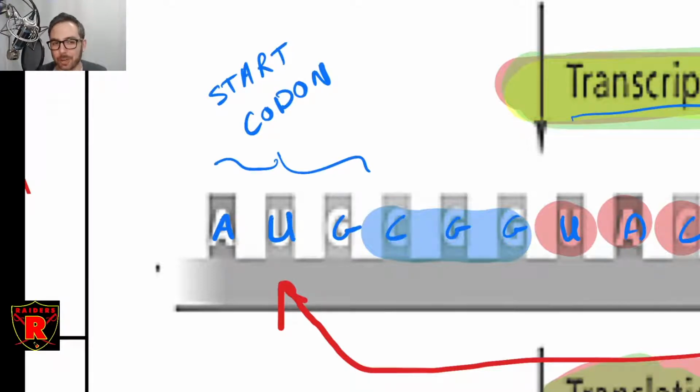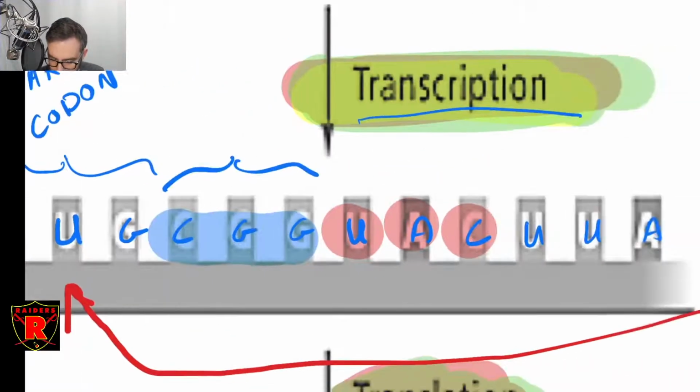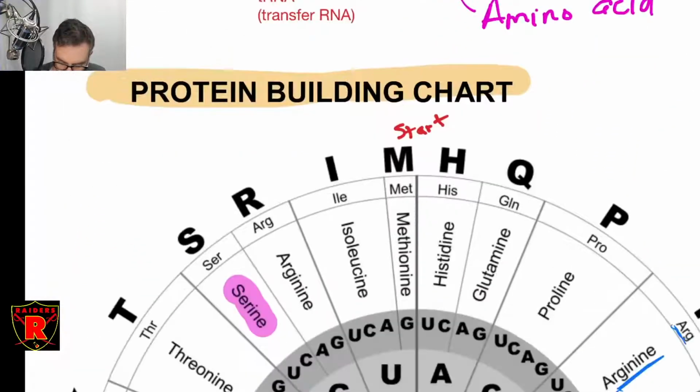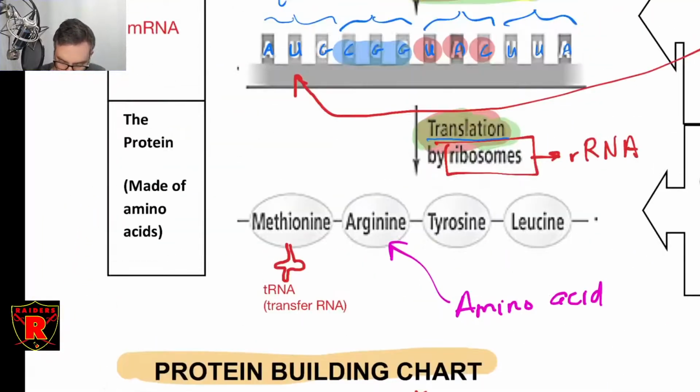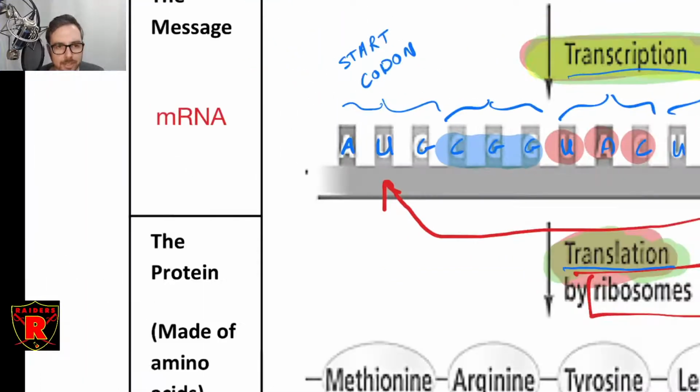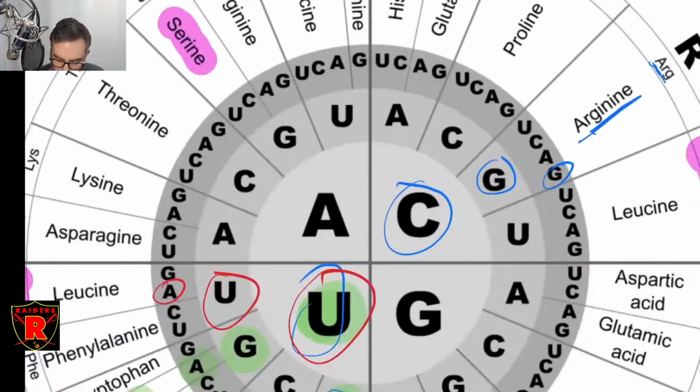So the start codon is the first 3-letter sequence that begins the translation. Then after that, you're going to read it 3 letters at a time: start, and then the next 3, and then the next 3. For example, the start codon is AUG. The ribosome reads the AUG, and I have the table for reading it down here.